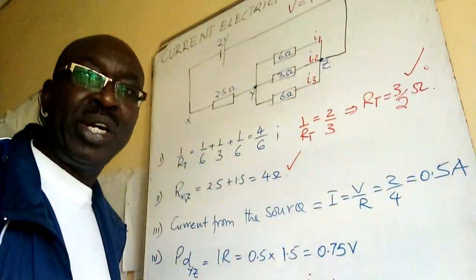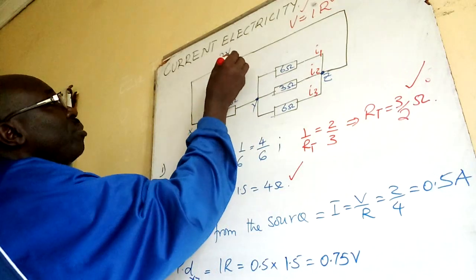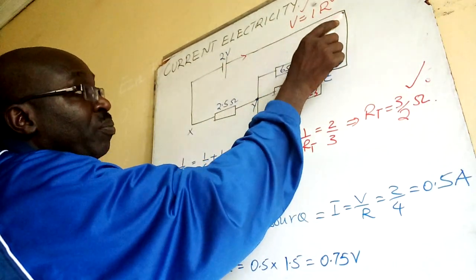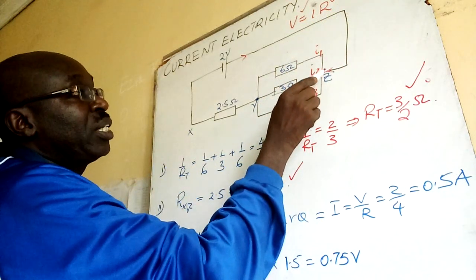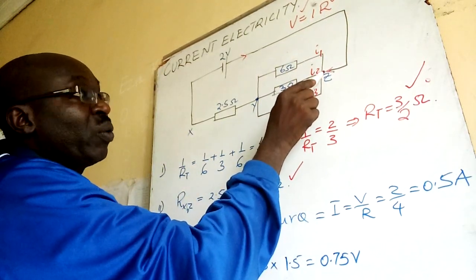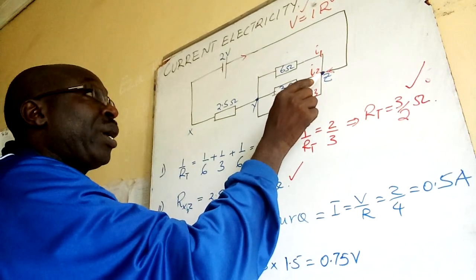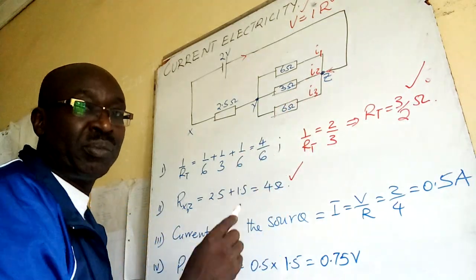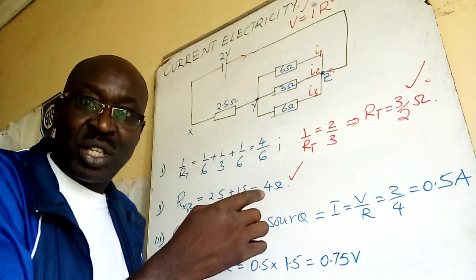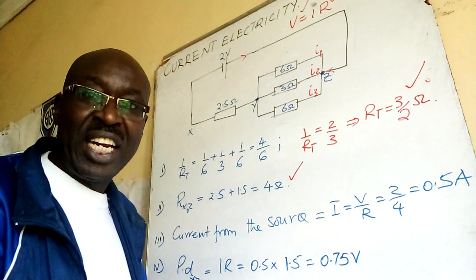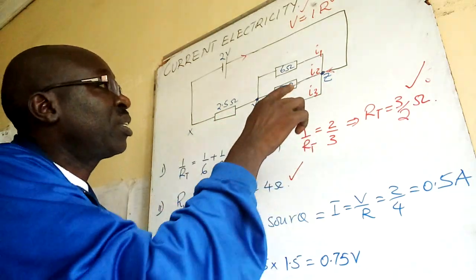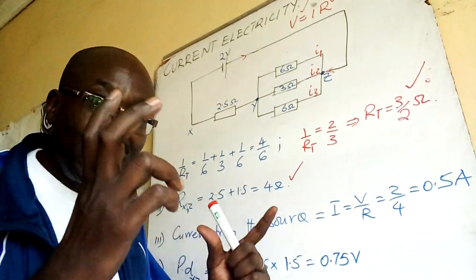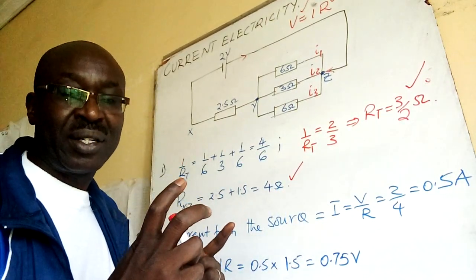Again, I take you back a bit. The current coming from this source is 0.5. When it reaches here, part will go up, part will go direct, part will come down. So the one which goes up, I've designated I1, this one I2, and the last one here I3. So you have the right thing.